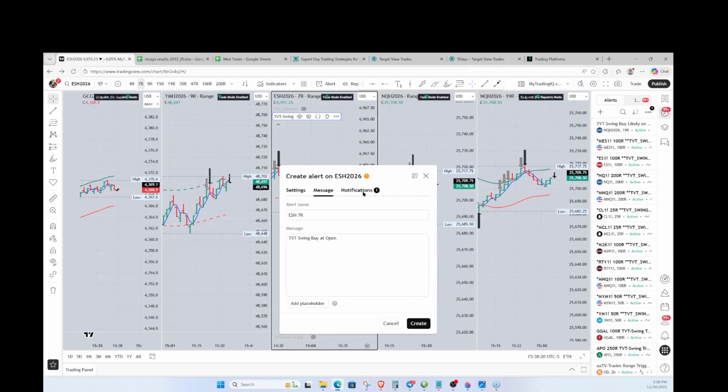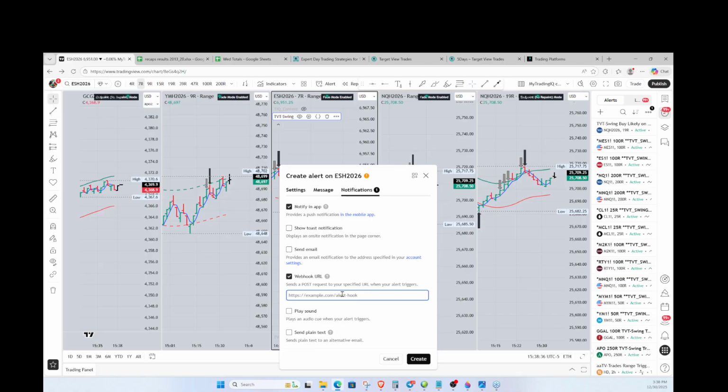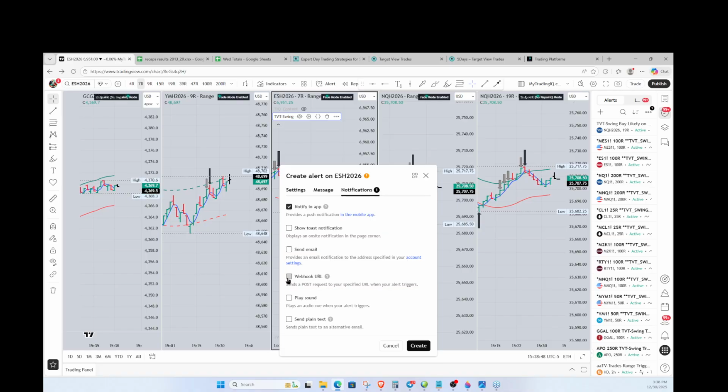Well, first I want to do notifications. Under notifications, if you have the app on your phone, it'll buzz you on your phone. You can do show toast notification. That's the thing that pops up over here on the side. You can have it send you an email. Do a webhook. The webhook is what I use to send the signals to the Telegram channels. That's how you send it to other applications, and that's how I send it to the Telegram channel. You can also have it play a sound if you want to. However you want to send yourself that notification, you can.